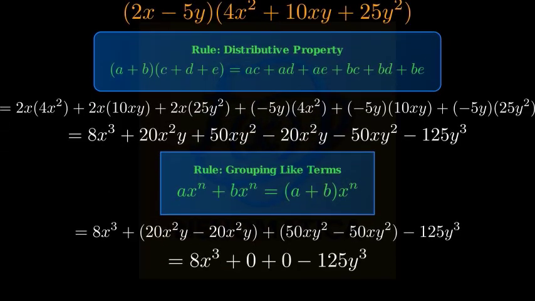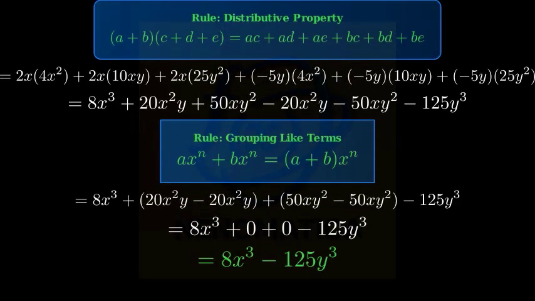We also have 50xy squared and negative 50xy squared, which also cancel out. That leaves us with 8x cubed and negative 125y cubed. Our final answer is 8x cubed minus 125y cubed. Again, we can write this more concisely by removing the zero terms.